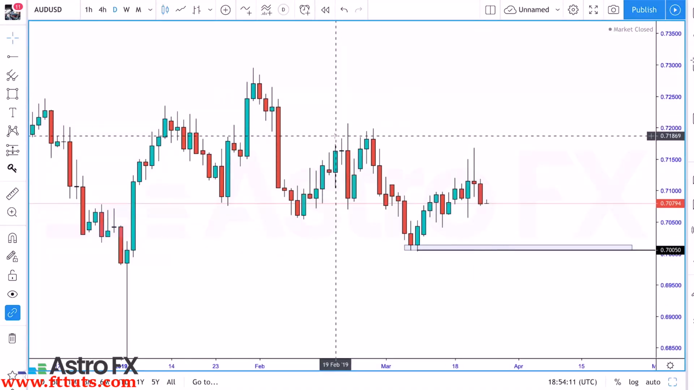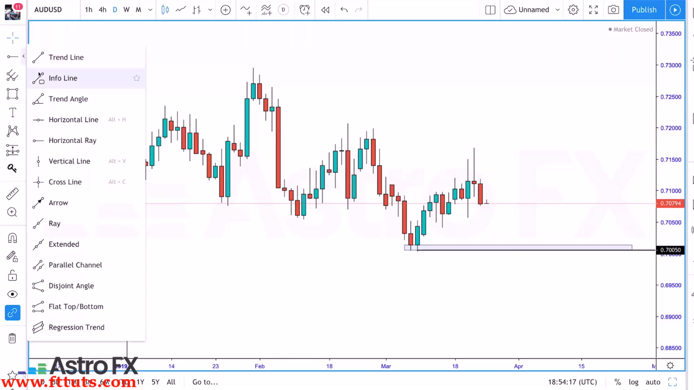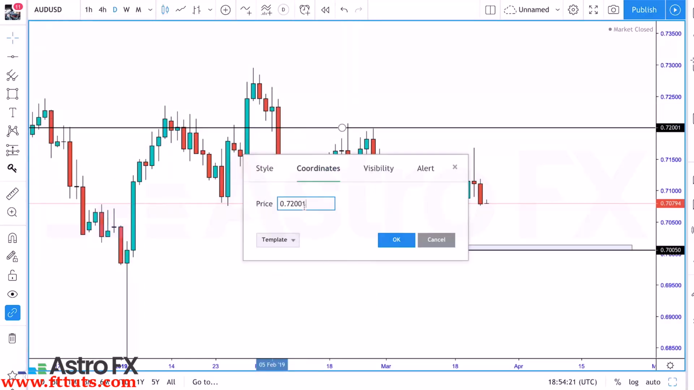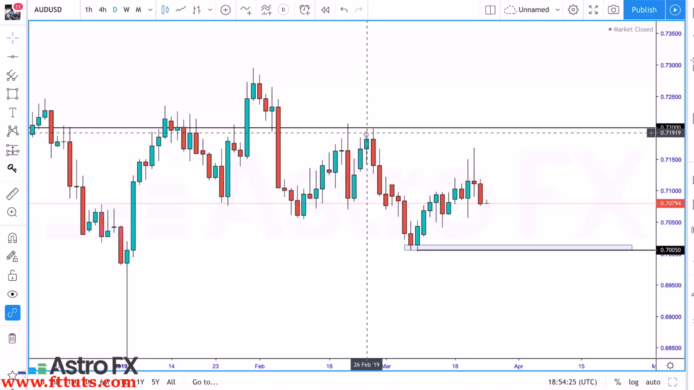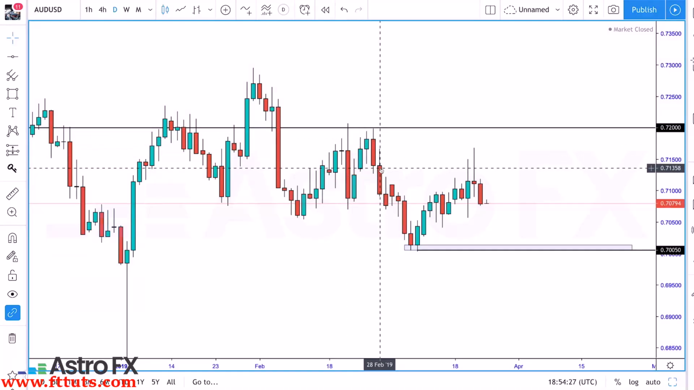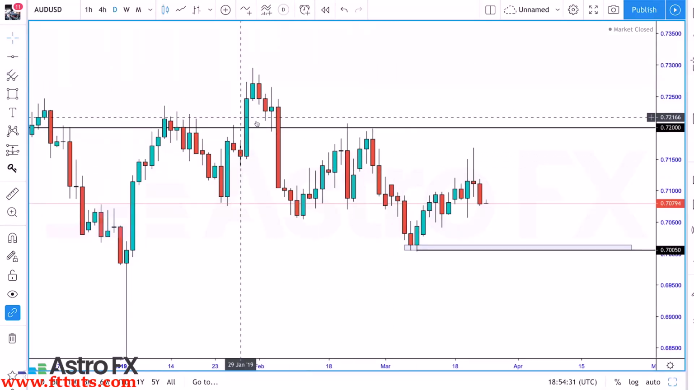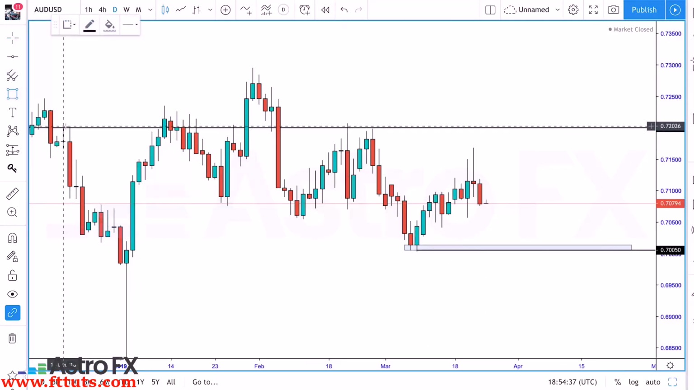Going back in time, what else do we have over here? We have the 7200 right there. So if I just put a line on where 7200 is, we have a spike through, we come back up to revisit this zone, and this is why on the old material, you guys may remember we put the regions across on the psychological levels.